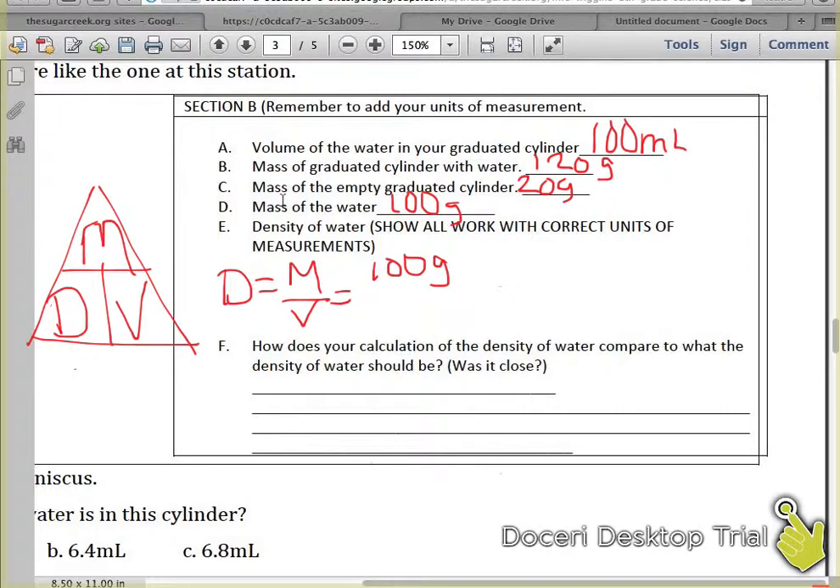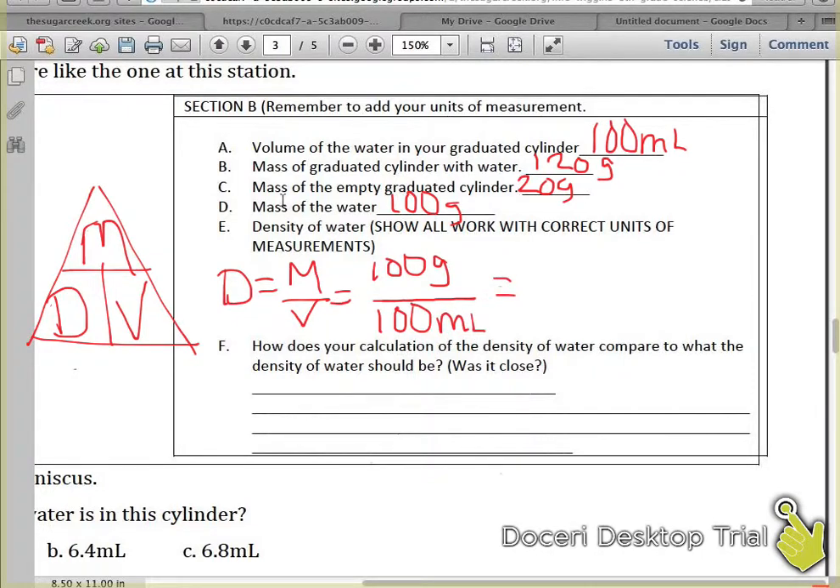To find the density of water, we have the mass of water. We need the volume of water. Just the volume of water, which is 100 milliliters.